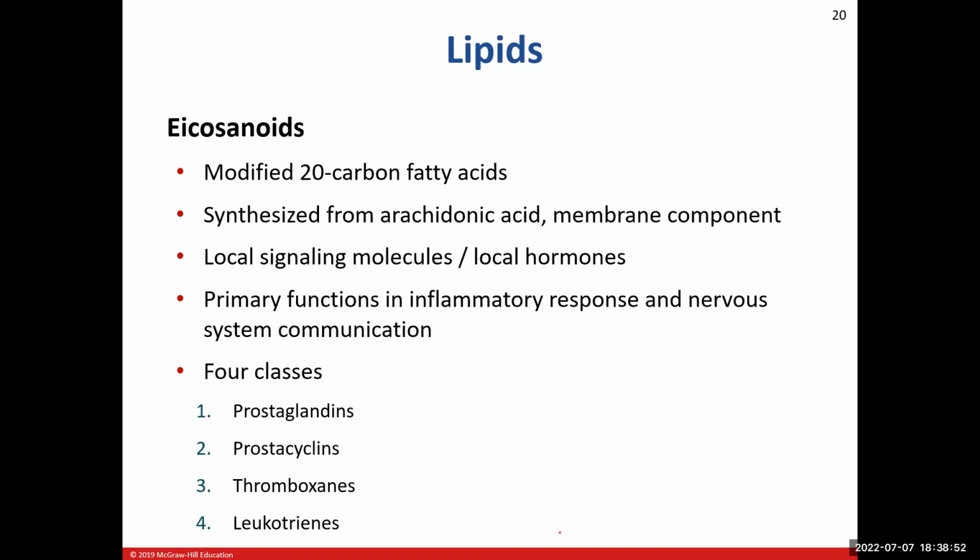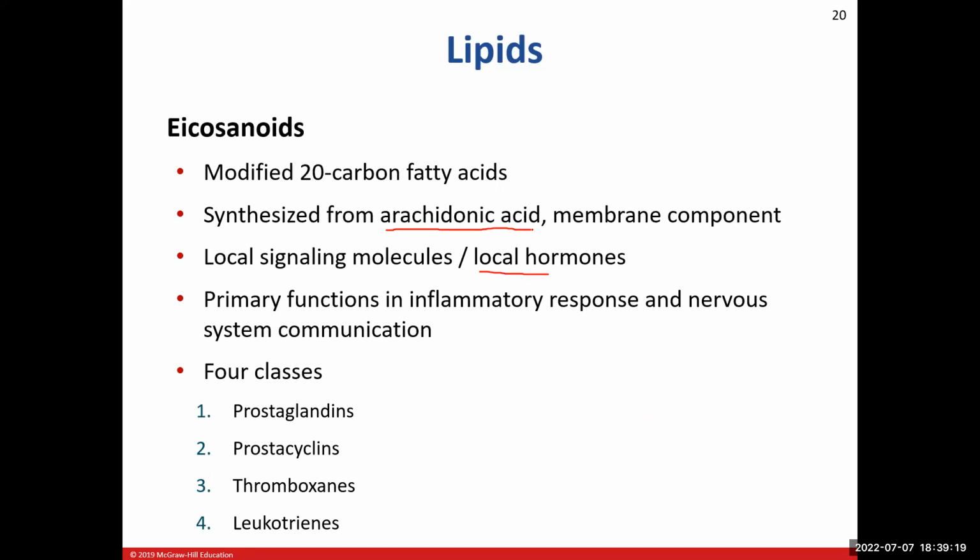Our final lipid to talk about is the eicosanoids. We talked about eicosanoids back in chapter 17, when we were talking about the endocrine system, about locally acting hormones. And that's basically what they are. They are locally acting hormones or local signaling molecules. They come from arachidonic acid. Now, arachidonic acid is found in your plasma membranes.